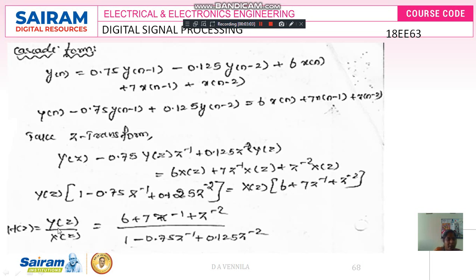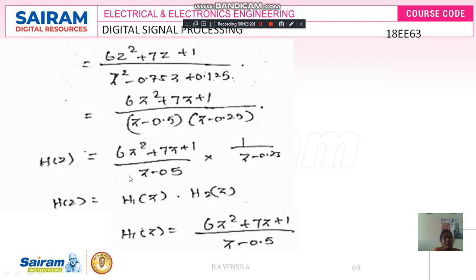Now I'm going to make y of z divided by x of z. Y of z divided by x of z equal to 6 plus 7 z inverse plus z power minus 2 divided by 1 minus 0.75 z inverse plus 0.125 z power minus 2. So this I can write as y of z divided by w of z into w of z divided by x of z, like the last problem. After simplifying, the denominator factors as 1 minus 0.5 z inverse and 1 minus 0.25 z inverse. So this is one transfer function, this is another transfer function.